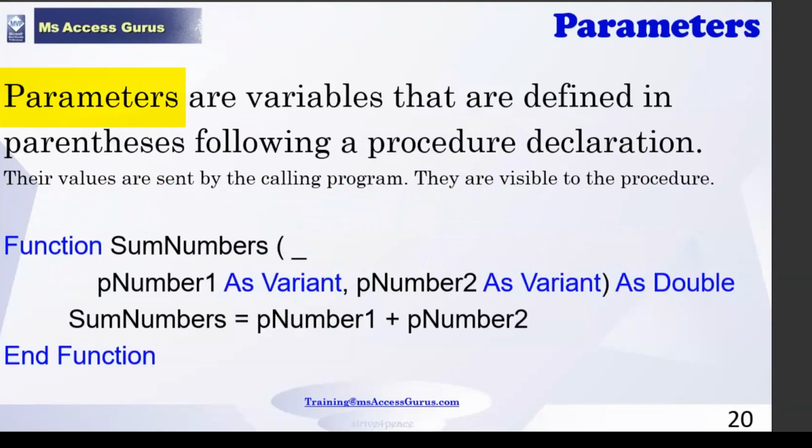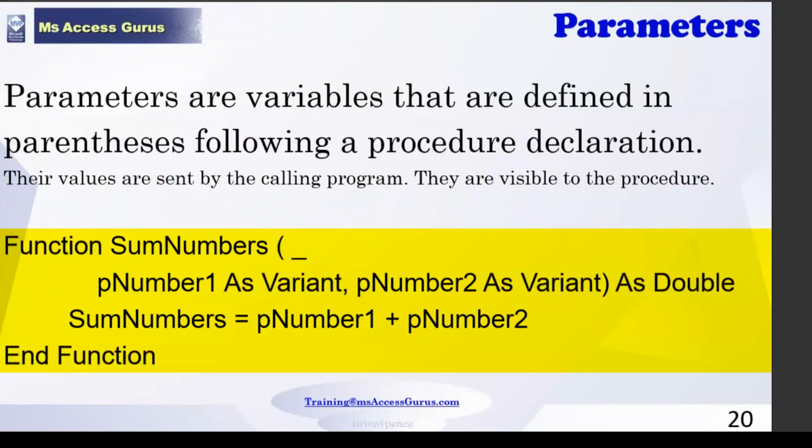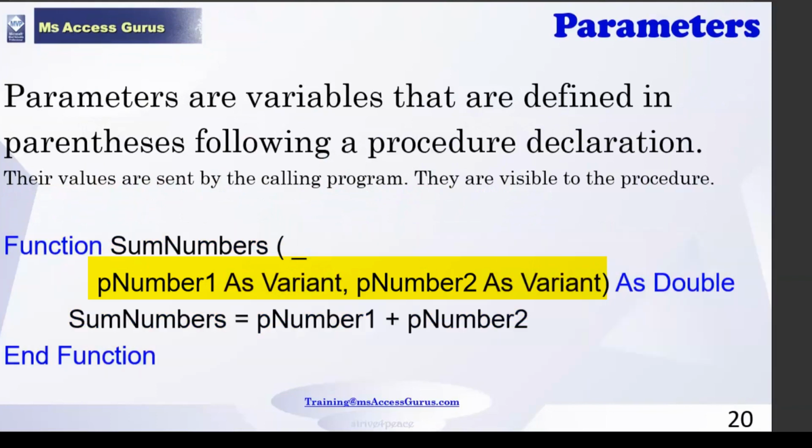Parameters are variables that are defined in parentheses following a procedure declaration. So for instance, this is a real simple function. We're going to sum numbers and we're going to send it the two numbers that we want to add. The reason why they're defined as variants in the parameters is because they could be currency. They could be single precision. They could be long integer. We don't really know what the data type is. When they're done, it's going to return a double precision number.